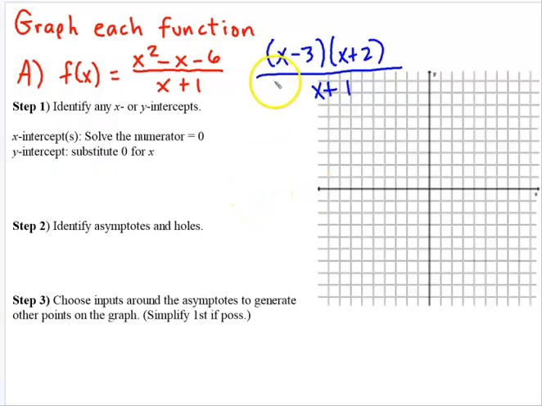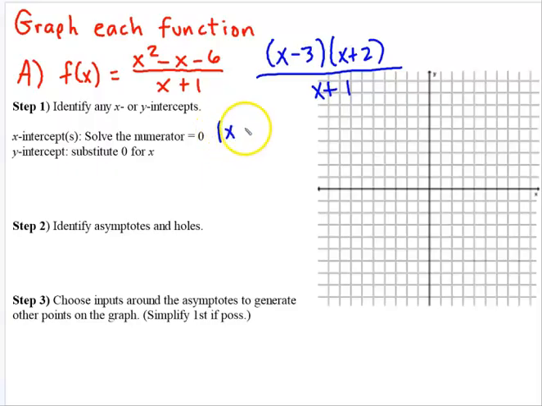All right, I got the factoring, the denominator is not factorable. So step 1, let's see if this graph crosses either the x or the y axis. And I gave you a little hint here if you forgot how to do that. If we want to find x-intercepts, we'll just take the numerator and set it equal to 0. So you can do either the red or the blue.